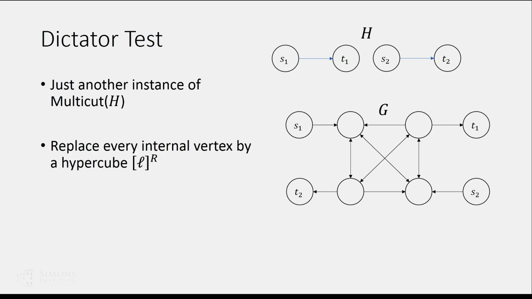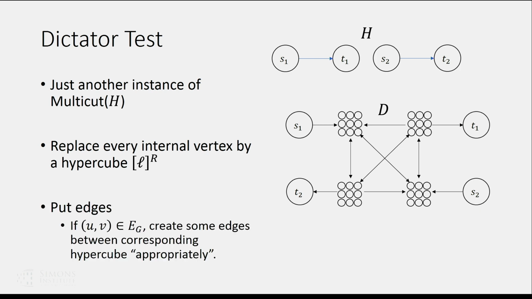And so the first transformation I'll do is I'll replace every internal vertex by something called hypercube, L to the R. So this is a given instance. And then I'm going to replace every non-terminal vertex by a hypercube, like this. So here, L is 3 and R is 2. But they're just numbers. They don't matter too much here. And then I'm going to put edges. So I'm not going to show details, but the only thing I'm going to say is that if UV was an edge of the supply graph in the gap instance, then we're going to create some edges between corresponding hypercubes appropriately. Okay, so this is all I'm going to say about Dictator Test.